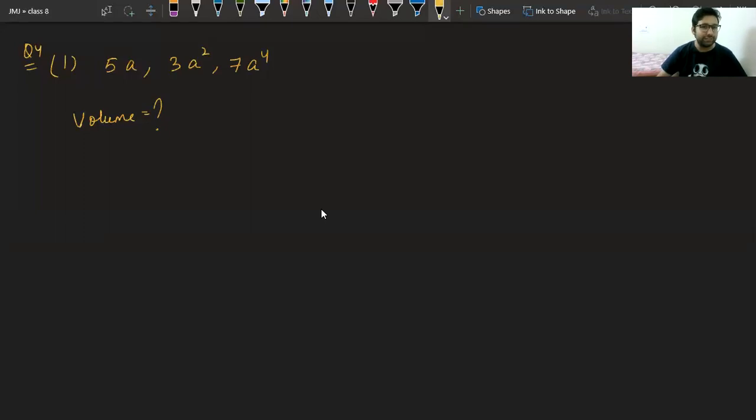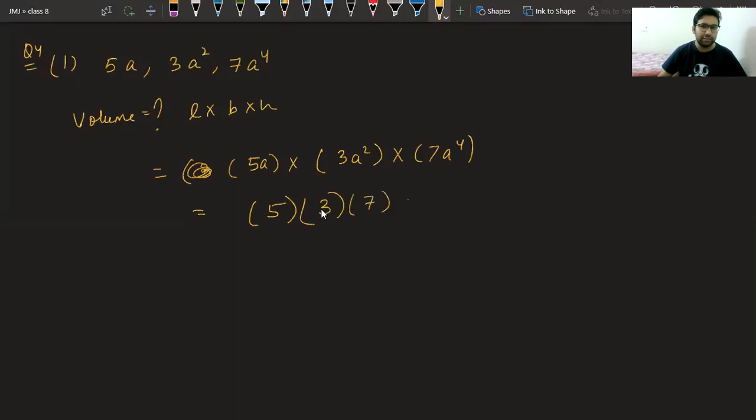It's fine. It is given by length into breadth into height. Let me put the values. The first value is 5a into 3a square into 7a power 4. As we have learned, we write the like terms together. 5 3s are 15, 15 7s are 105, a power 1 plus 2 plus 4, and the answer is 105 a power 7.